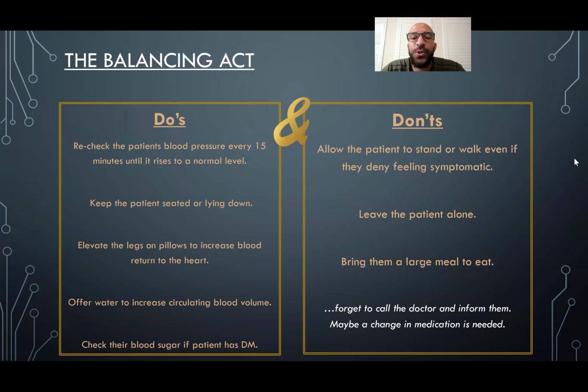So, while we are doing this balancing act, here are the do's and don'ts. A do: recheck the patient's blood pressure every 15 minutes until it rises to a normal level. This seems like a lot, but it's not. And remember, the normal level is defined by the patient's history of blood pressures. What's normal for this patient? And a lot of the time, the patient knows what's normal. So listen to your patient.